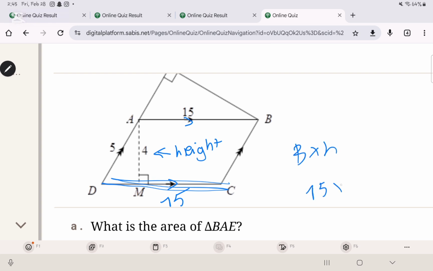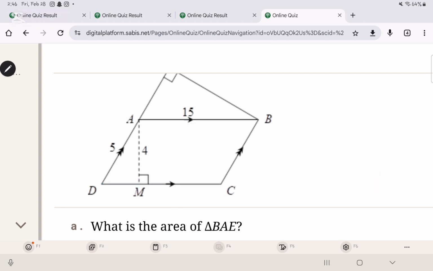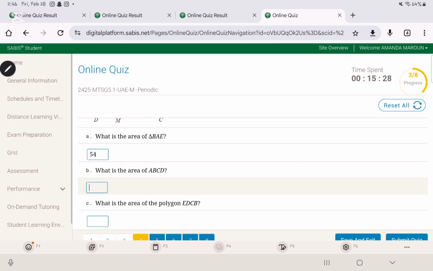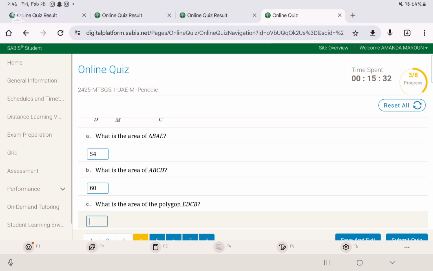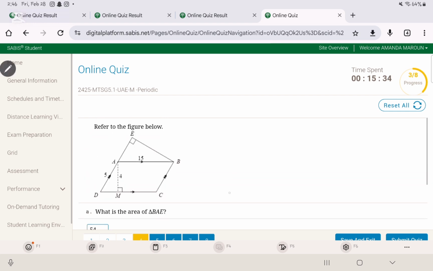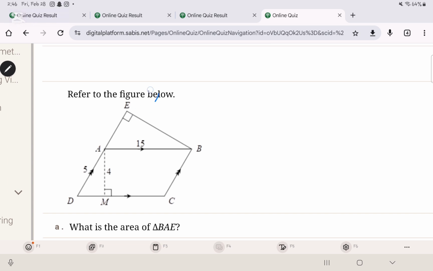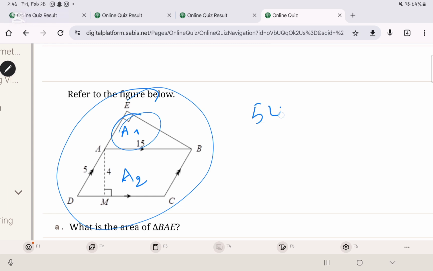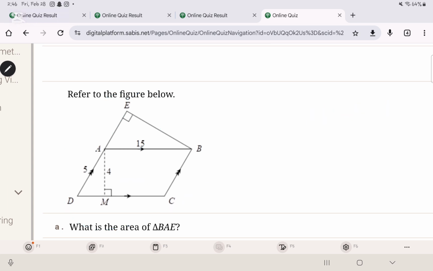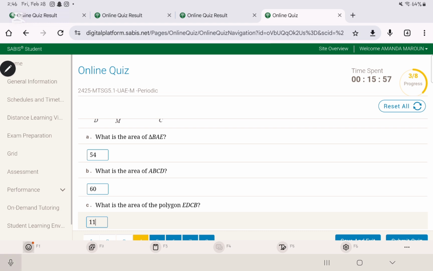So it's gonna be 15 times 4, so it's gonna be 60 centimeters squared. So the area of ABCD is 60 centimeters squared. Now they need the area of the polygon EDCB. The area of all of this polygon, very simply, it's this area plus this area. So if this area was 54, it's gonna be then 54 plus 60, which if you put it on the calculator, you are gonna get it to be 114 centimeter squared.